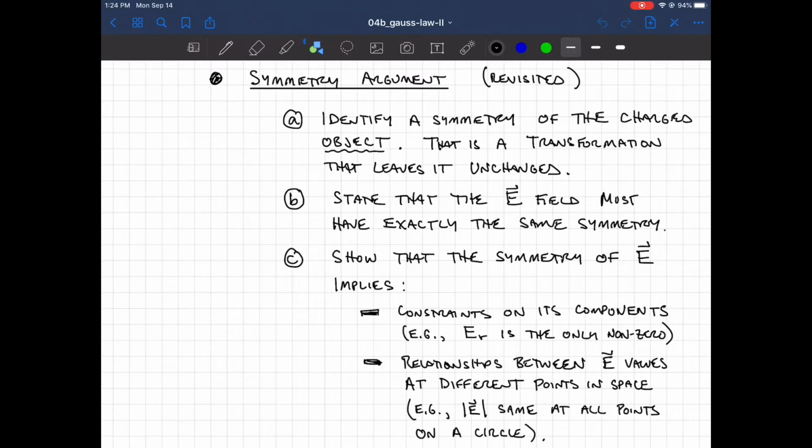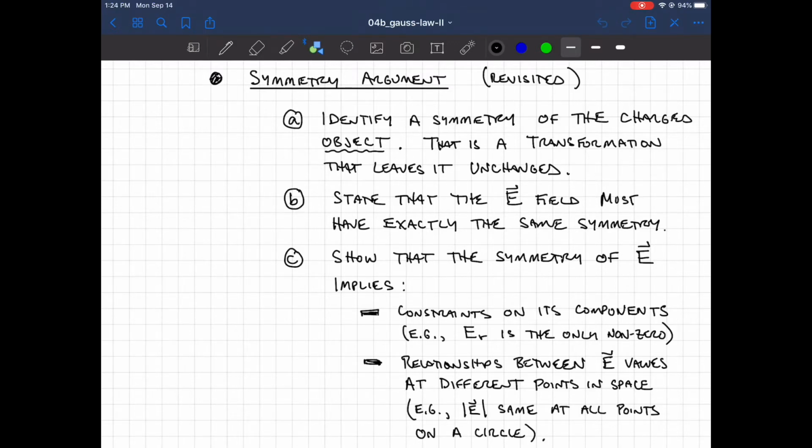Then you state that if the object has that symmetry, then the electric field it produces must have exactly the same symmetry. And the reason for that is, if it didn't, then the transformation of the object would leave it completely unchanged, but that would lead to a different electric field. So the same object leads to 2 different electric fields, and that's impossible. And then finally, this is sort of the hardest part, you have to show that the symmetry of the electric field implies something about the electric field, either its components or its direction, or the relationship between field vectors at different points in space.